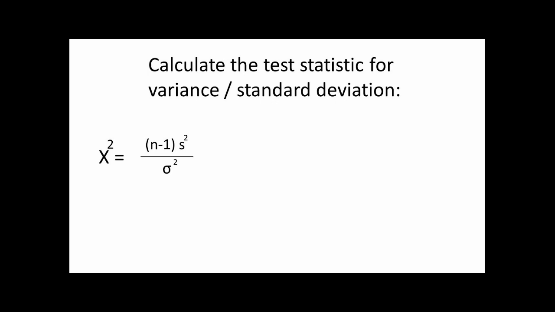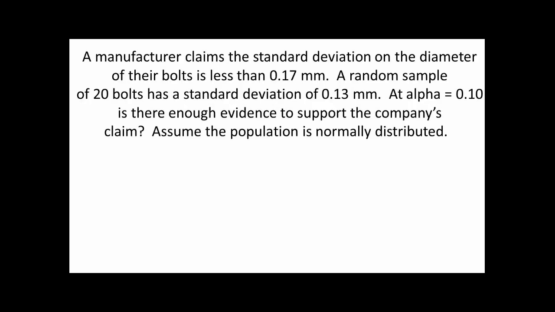Here's an example. A manufacturer claims the standard deviation of the diameter of their bolts is less than 0.17 millimeters. A random sample of 20 bolts has a standard deviation of 0.13 millimeters. At alpha equals 0.10, is there enough evidence to support the company's claim? Assume the population is normally distributed.